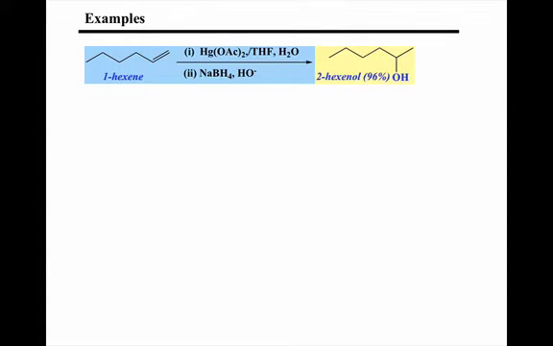2-hexanol, 96% yield. Pretty darn good. Is that a Markovnikov addition or an anti-Markovnikov addition?